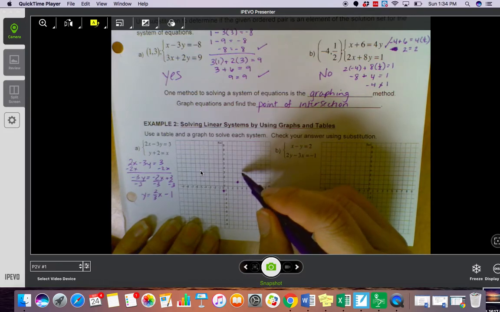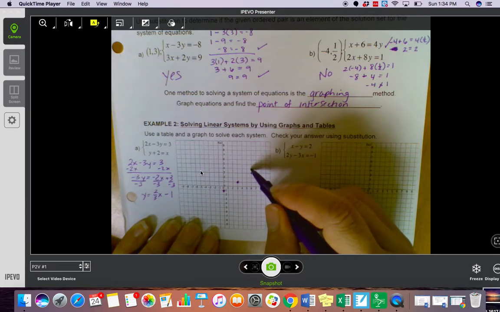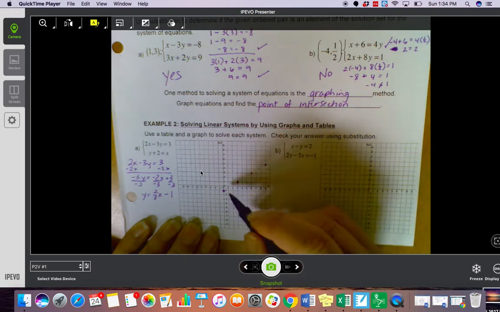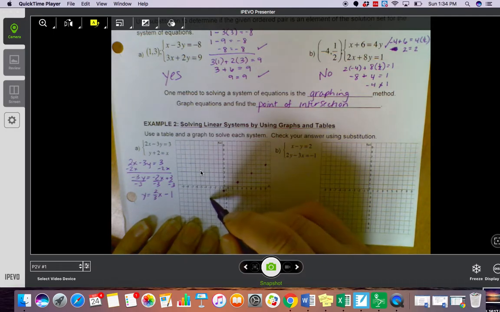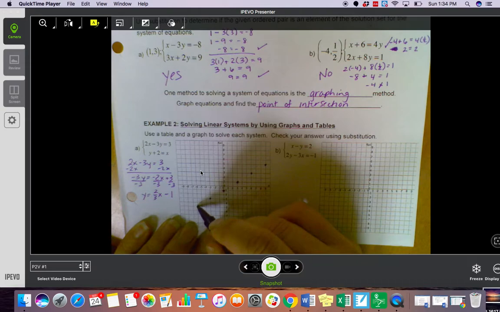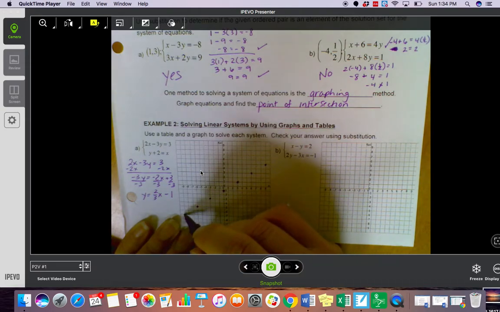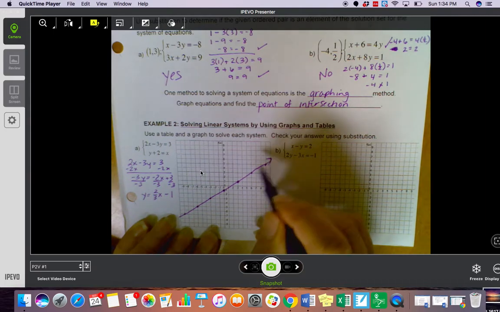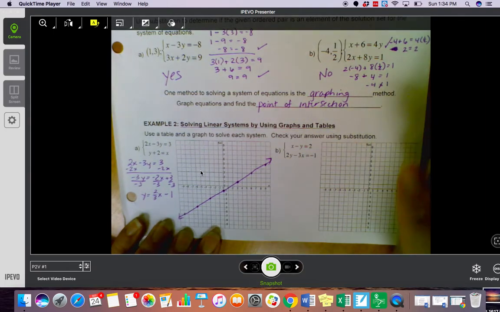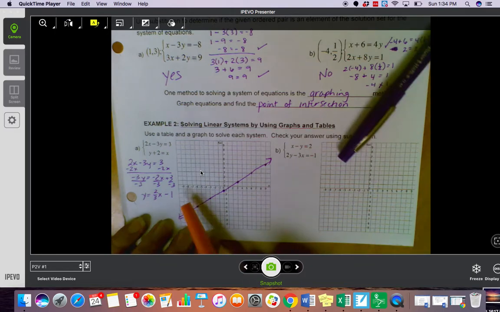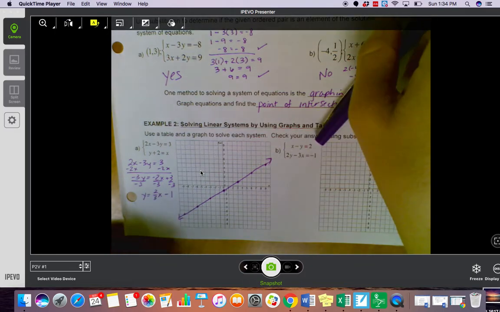Up 1, 2 over 1, 2, 3, dot, up 2 over 3. And I can also go down 2, back 3. Down 2, back 3. I'm going to draw a line. And I like to do the whole graph like that so that I can make sure my line's pretty straight.